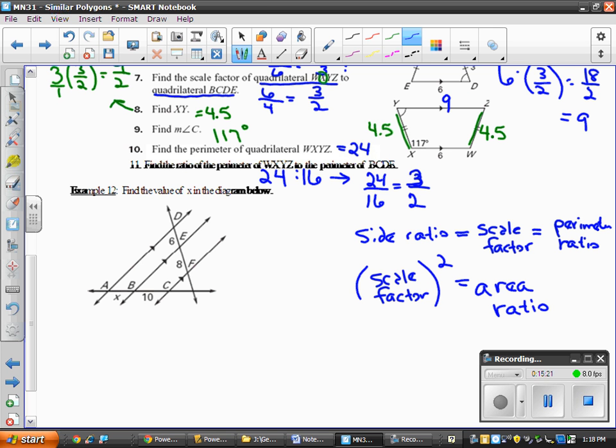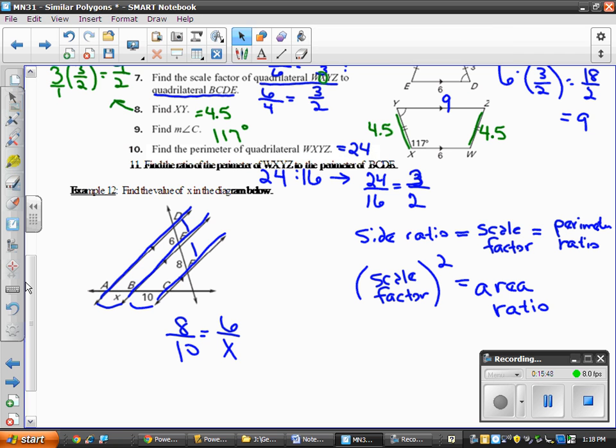The last problem, and we're going to wrap this up so this video doesn't get too long. It says find the value of x in the diagram below. And again, we've talked about this before. This is not new. If this is parallel to this, which is parallel to this, then you've got proportional spacing here. So you can go 8 is to 10 as 6 is to x. Let me say that again, and I'm going to color code it here for you. 8 is to 10 as 6 is to x. And you can do that only because those lines are parallel.